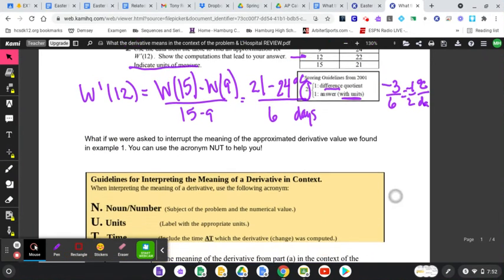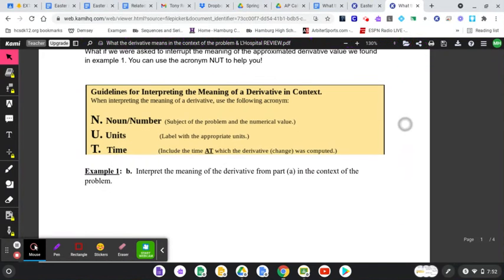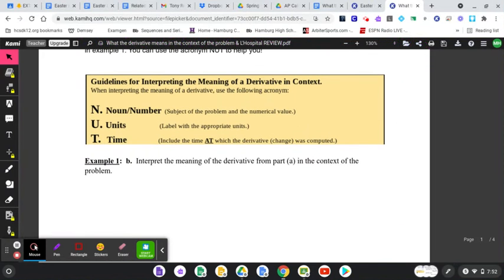Okay, now here's the big part of the question. What if you were asked to interpret the meaning of the approximated derivative value we found in example 1? So we've tried to come up with a silly little acronym to help you because some of us seem to be struggling on writing these. So perhaps let's get this down. The acronym is NUT. So what are the things you have to have? The noun and number in your sentence. The noun meaning the subject of the problem and the numerical value. And they're usually going to say in the context of the problem.